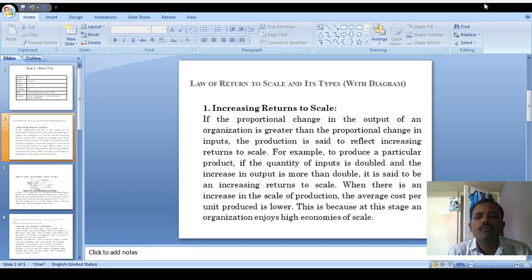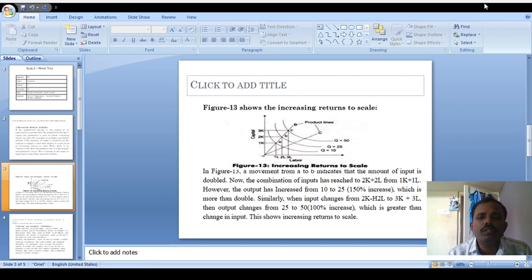When there is an increase in the scale of production, the average cost per unit produced is lower. At this time, the average cost per unit produced is very low because output is more than input. This is because at this stage an organization enjoys high economies of scale. So in this situation, the firm gets more economies of scale.